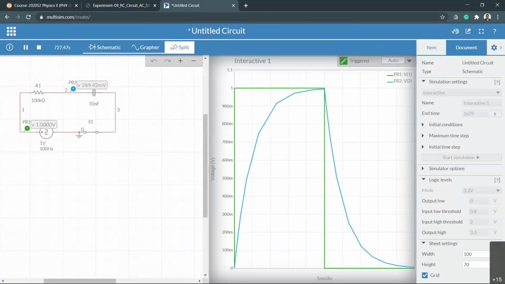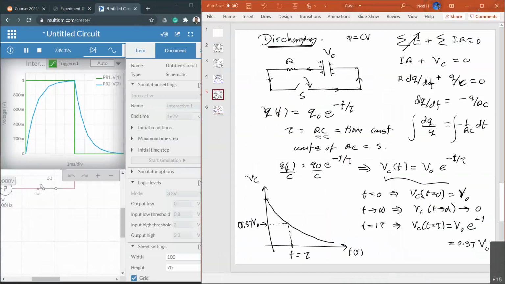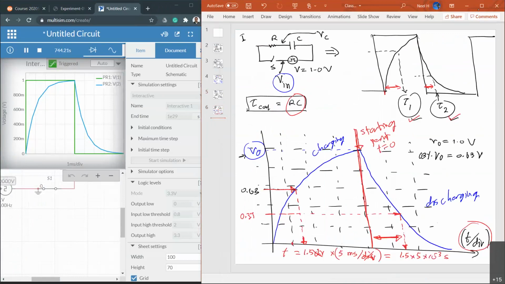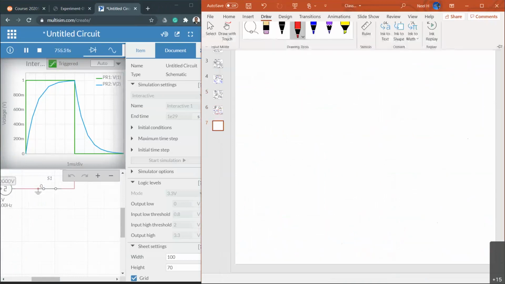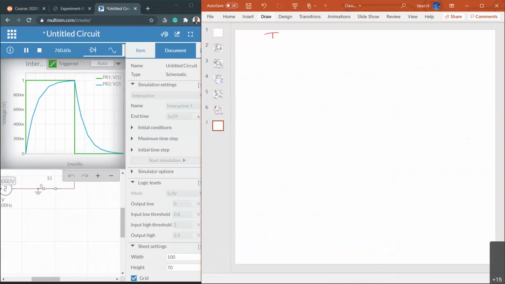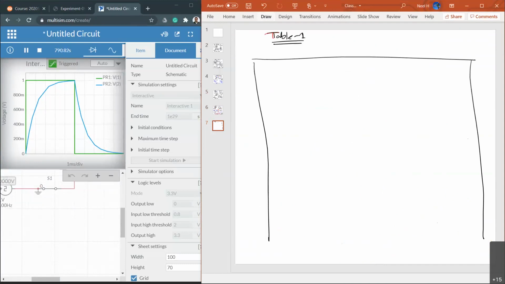Okay, then let's continue. So let's take a look at the analysis part. Now what we're doing is analyzing the time constant. Let's take a look at table number 1. Table 1 actually needs only circuit diagrams. Okay, I'm going to draw it here. You can complete that later.